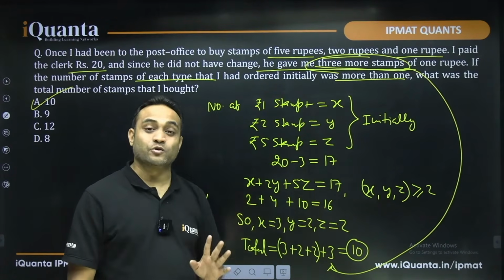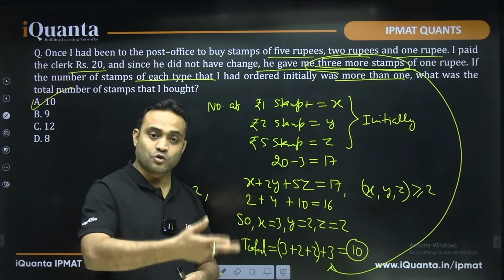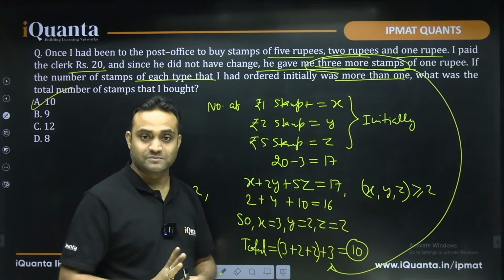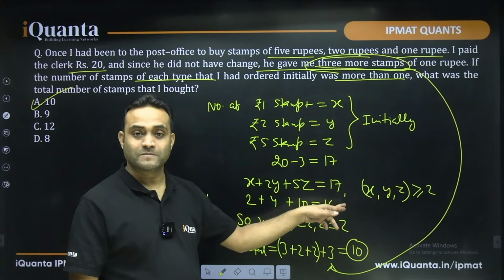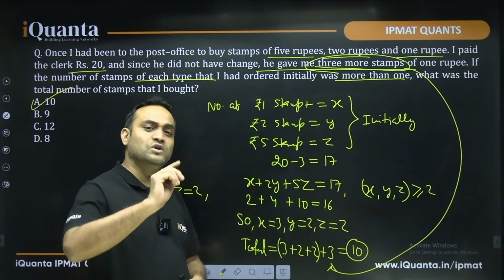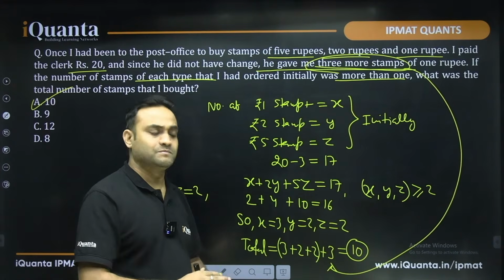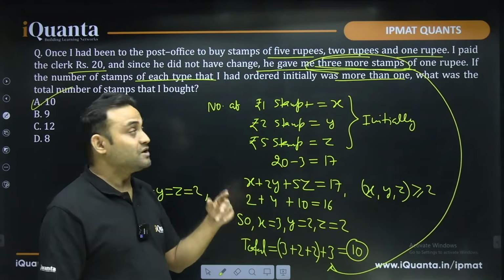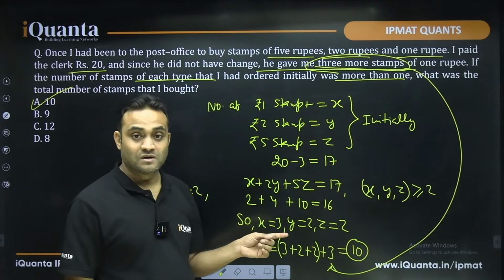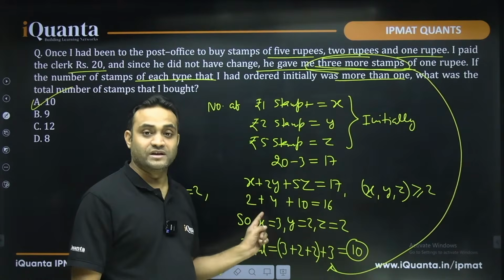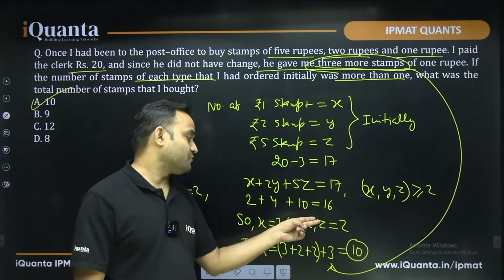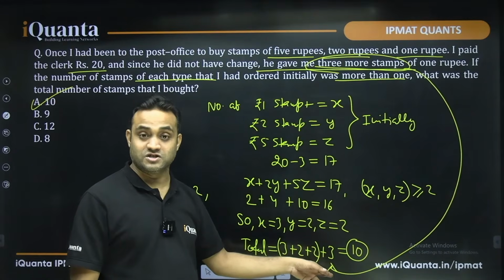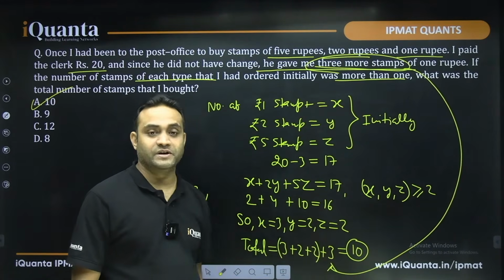Now if I take 2 of each stamp, it will become 16. So in 16 rupees you are getting 2 1 rupee stamps, 2 2 rupees stamps and 2 5 rupees stamps. Now you are left with 1 rupee. For that 1 rupee you can get only one 1 rupee stamp. That means x is equal to 3. Number of 1 rupee stamps he purchased is 3, number of 2 rupees stamps, 2, number of 5 rupees stamps, 2, and 3 more stamps as change. So total will be 10.